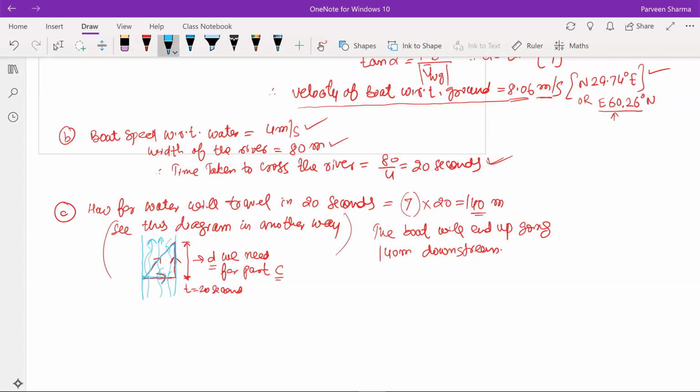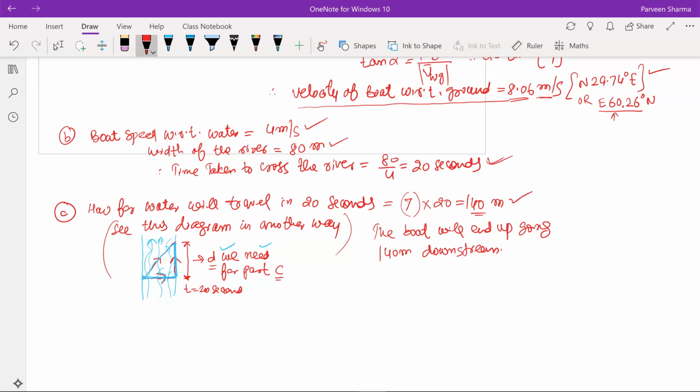Boat will take 20 seconds to cross this river, but in 20 seconds water will travel this much distance. So D is the distance water will travel in the same time. So how far water will travel in those 20 seconds, that's how far the boat will end up going downstream. So that's exactly what I did in the question here.